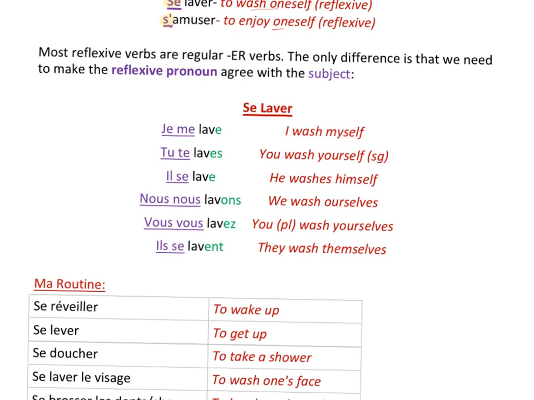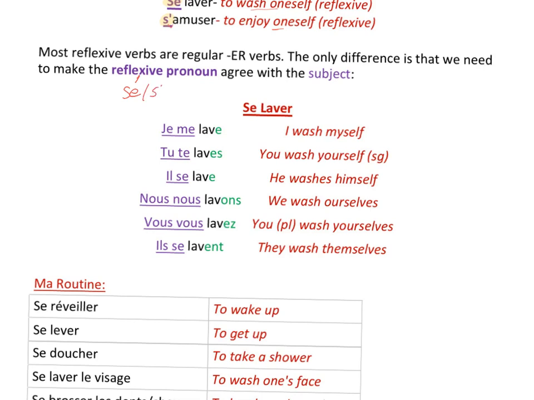Okay, so once you can identify reflexive verbs in French, the next thing we have to look at is how can we actually use them? The first thing to note is that most reflexive verbs are regular ER verbs that we would have looked at the start of first year. The only difference is that we need to make the reflexive pronoun, that new thing that we've seen today, the se or the s apostrophe, agree with the subject.